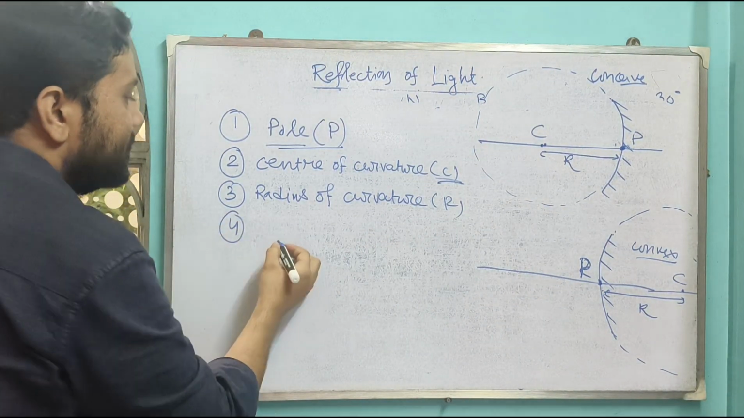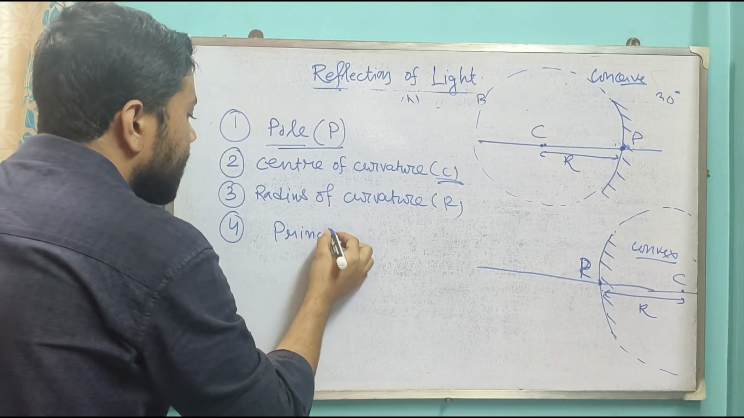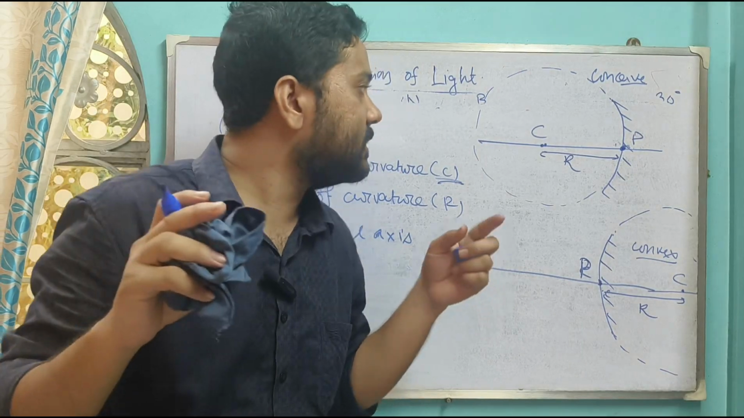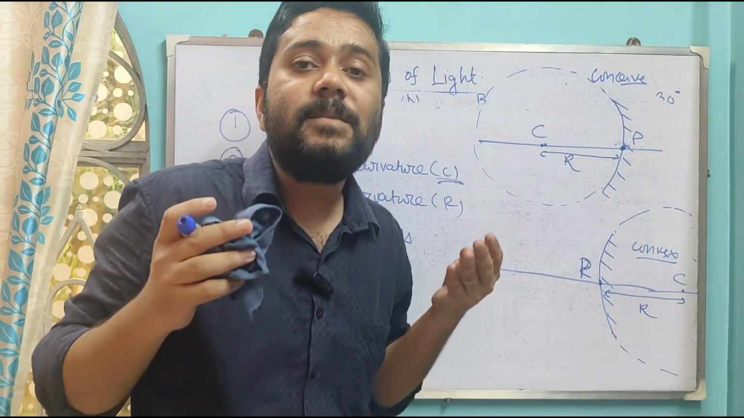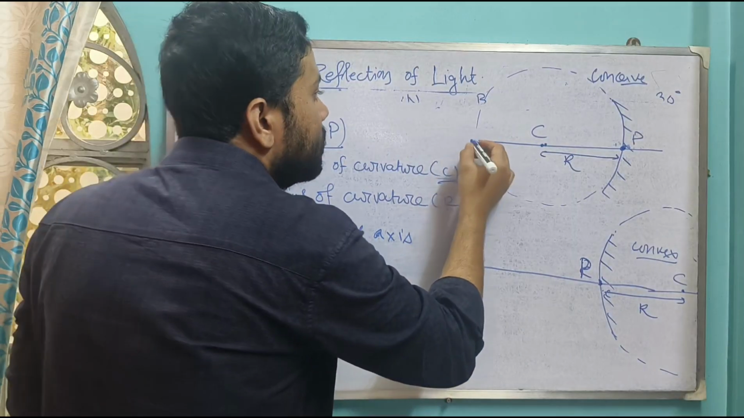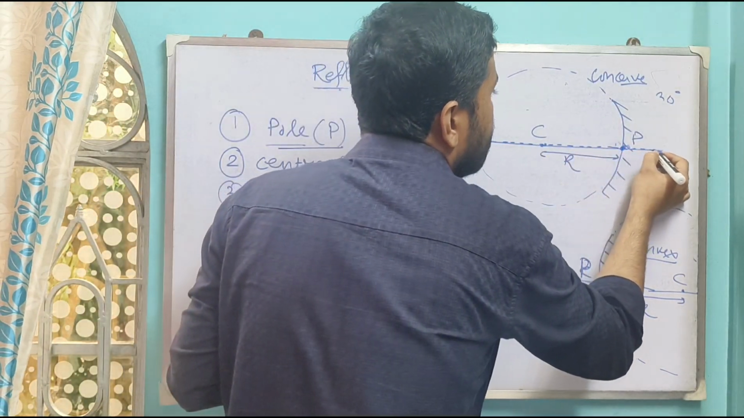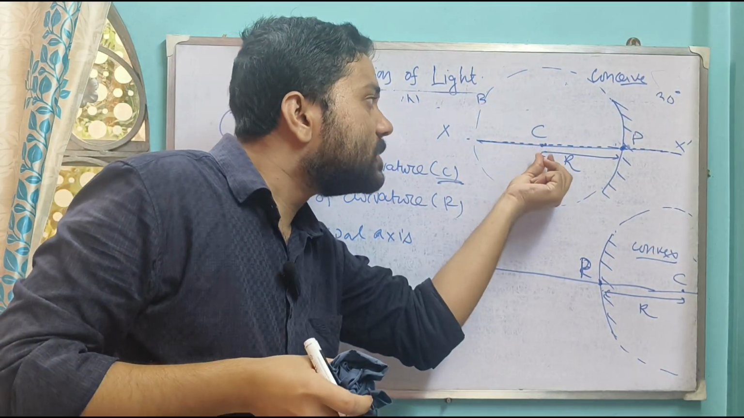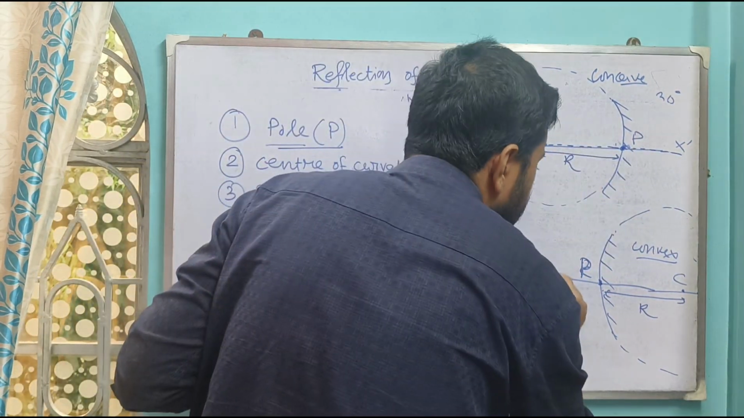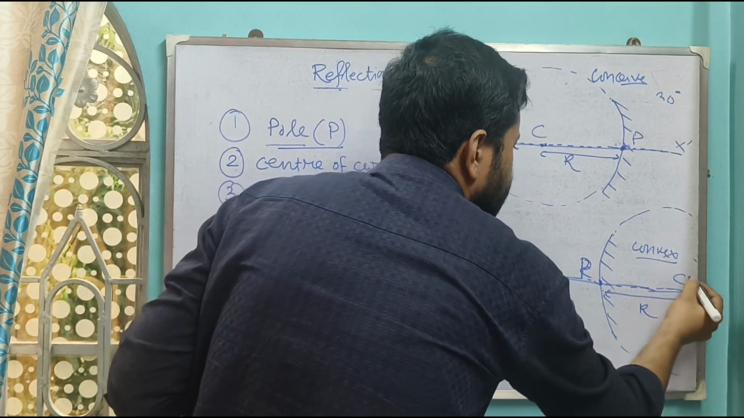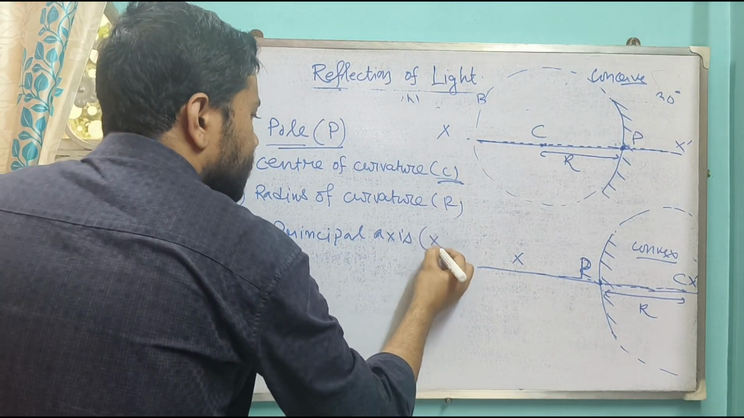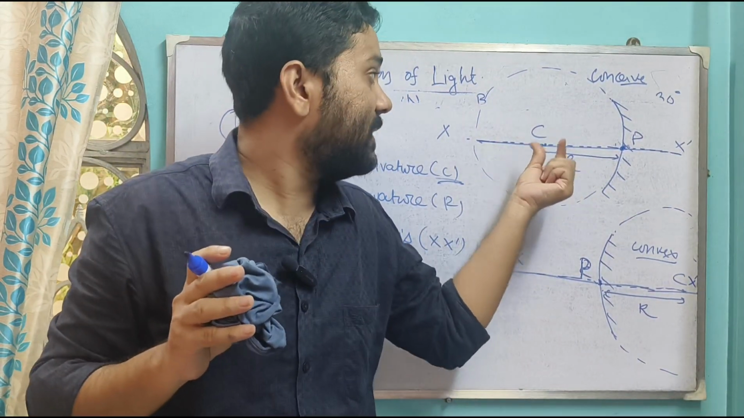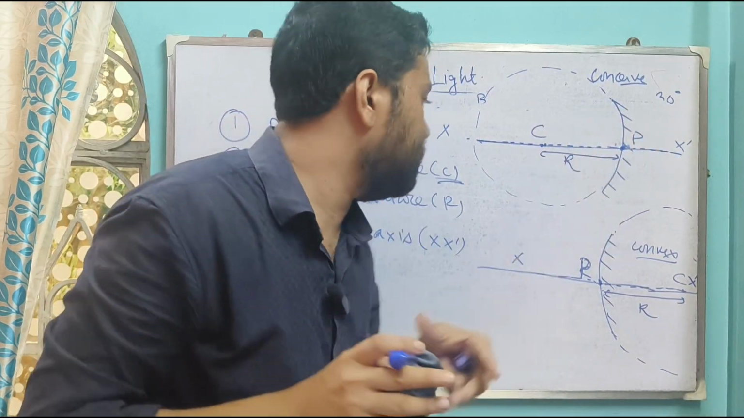Now the important thing is the principal axis. What is the principal axis? Basically, the principal axis is an imaginary line which passes through the center of curvature and the pole. It means this line through the center of curvature and pole is the principal axis. Here also, through the center of curvature, X and X dash, this is the principal axis. I have written X dash. It is simply an imaginary line passing through the center of curvature and the pole. That is the principal axis.